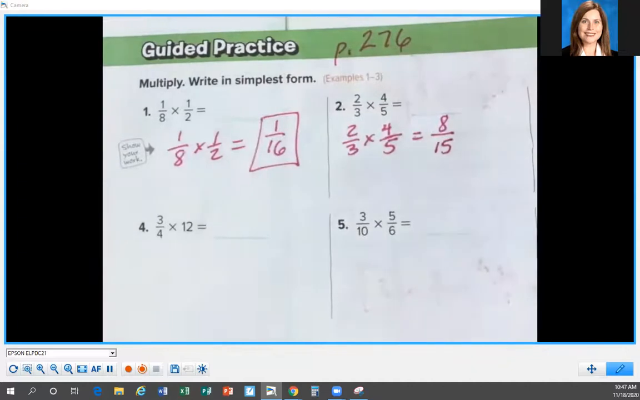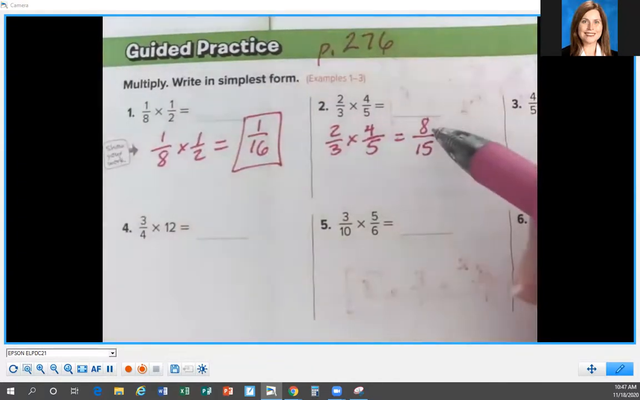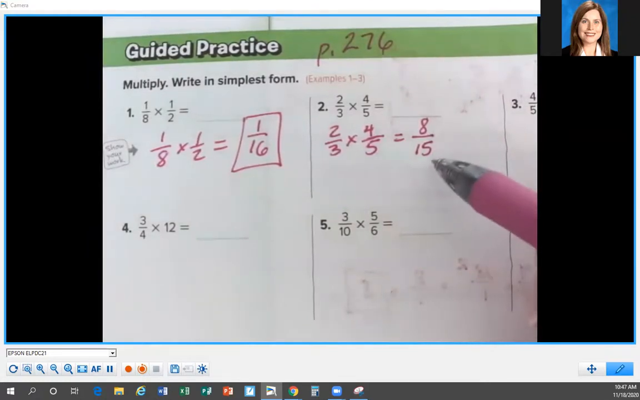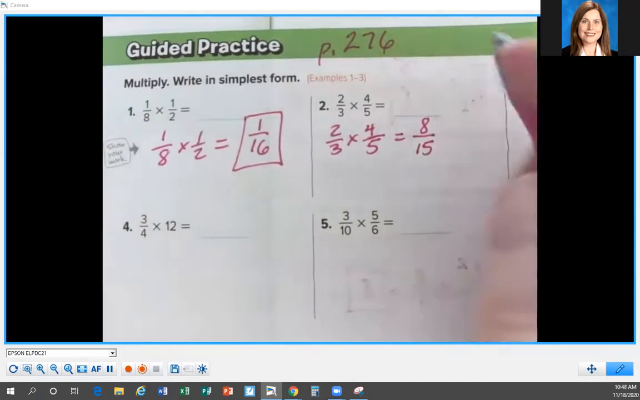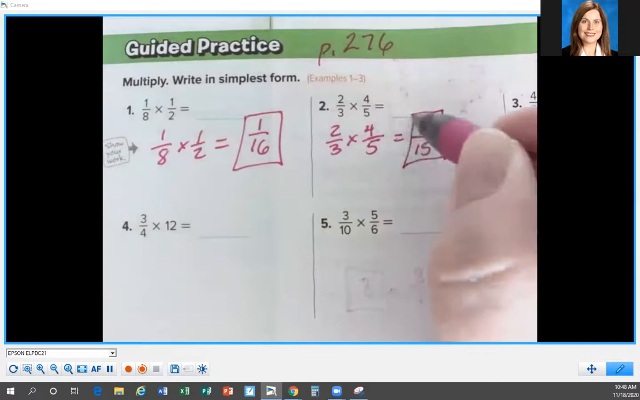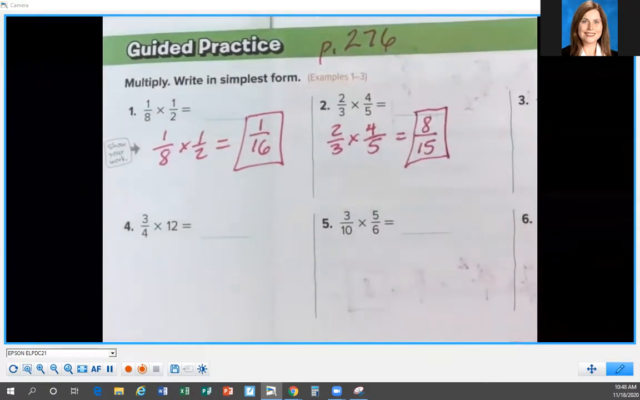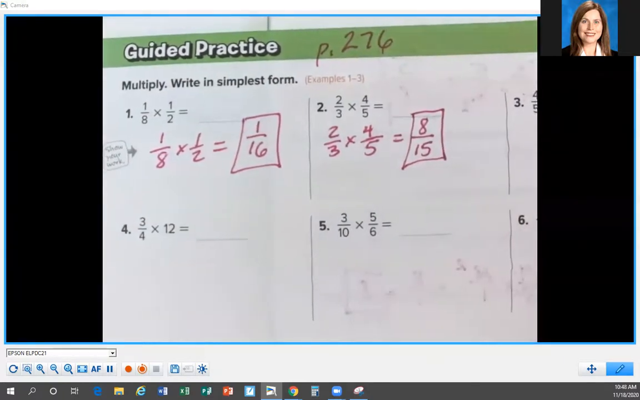Okay, so then we check this to see if it can be simplified. The factors of 8 are 1, 2, 4, and 8. 15 is not divisible by any of those. Well, everything's divisible by 1, but that doesn't simplify. So our final answer is 8/15. Then we move on to number 3.